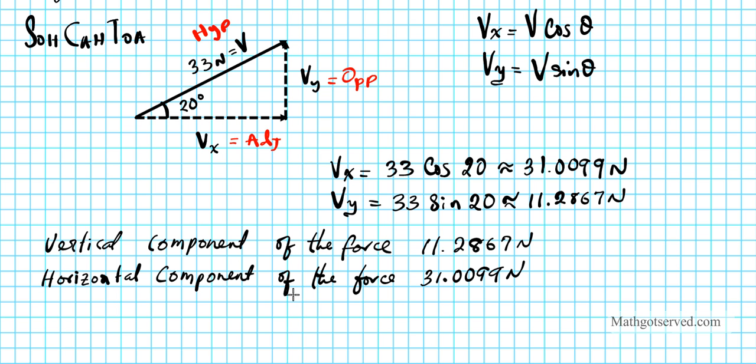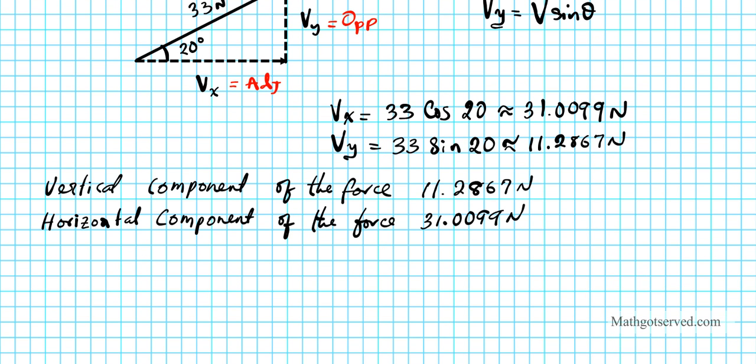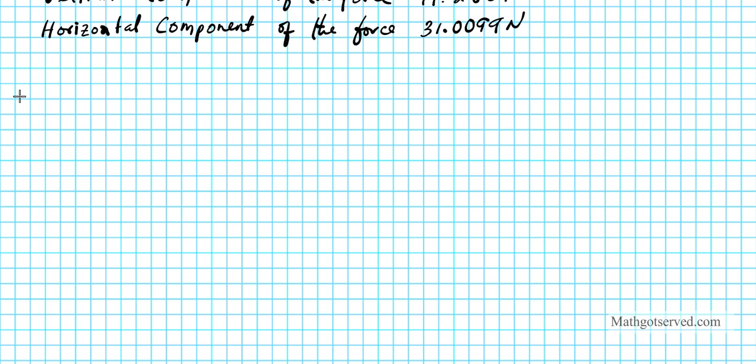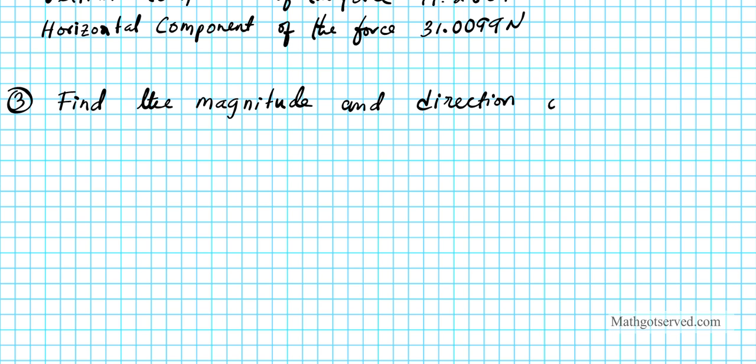All right, so for number 3, we're going to be finding the magnitude and direction of the given vector. So number 3, write down the instructions. Find the magnitude and direction of vector, let's call it vector v. Okay, and this is the situation we're looking at. We have a vector broken down into its components. So this is vector v. It's broken down into its vertical and horizontal components.